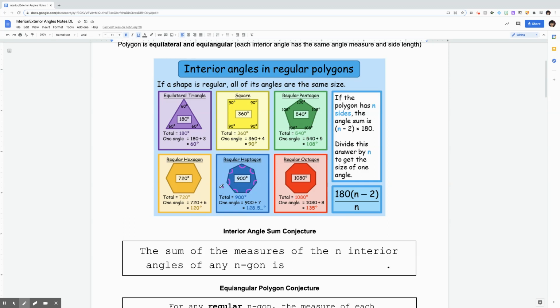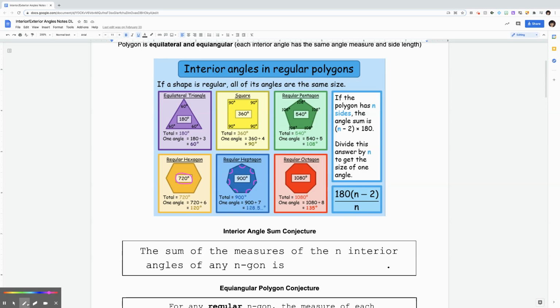the sum of those 7 angles right there is 900 degrees, which means that one of those angles is 900 divided by 7. We have this formula that we can use to calculate both this number right here, the sum of all of the angles in a polygon, as well as the measure of one angle in a regular polygon.